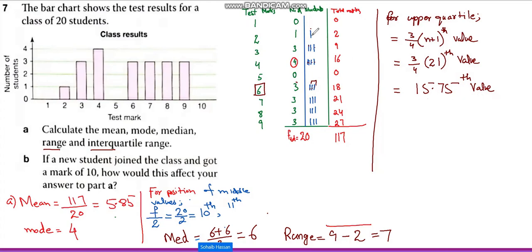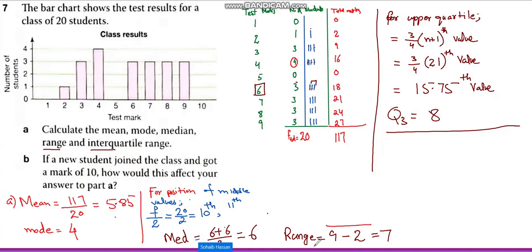So if we start counting from the beginning, we get 1, 2, 3, 4, 5, 6, 7, 8, 9, 10, 11, 12, 13, 14, and then 15, 16, and 17. So at 15th and 16th position, 8 exists. It means the value of Q3 will be 8.